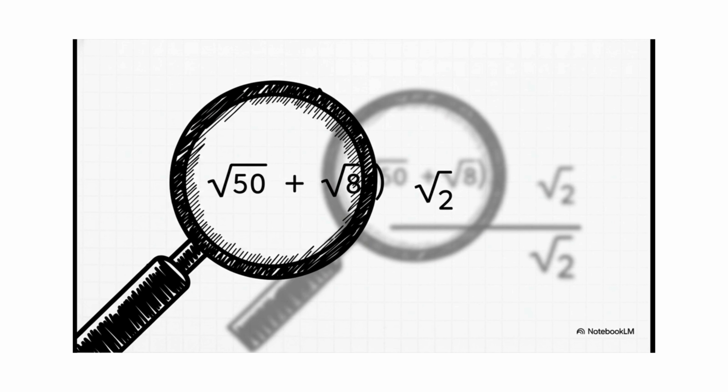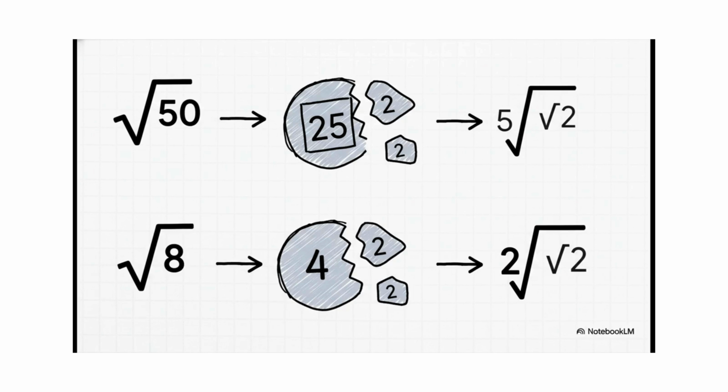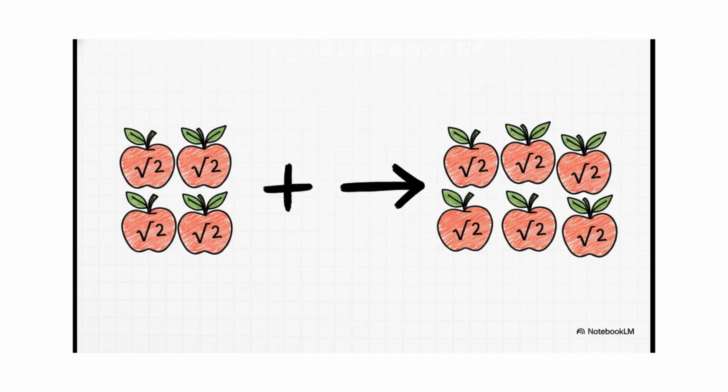We're going to start with the top part, the numerator, and just simplify those surds individually. Let's get to it. For the square root of 50, the biggest perfect square inside is 25, right? So that becomes 5 root 2. And for the square root of 8, the perfect square is 4, so that becomes 2 root 2. See? Already looks way less scary. And now for the really satisfying part. Because both of our terms now have a root 2, we can just add them together. Think of it like this. 5 apples plus 2 apples gives you 7 apples. Same thing here. 5 root 2 plus 2 root 2 is just 7 root 2.